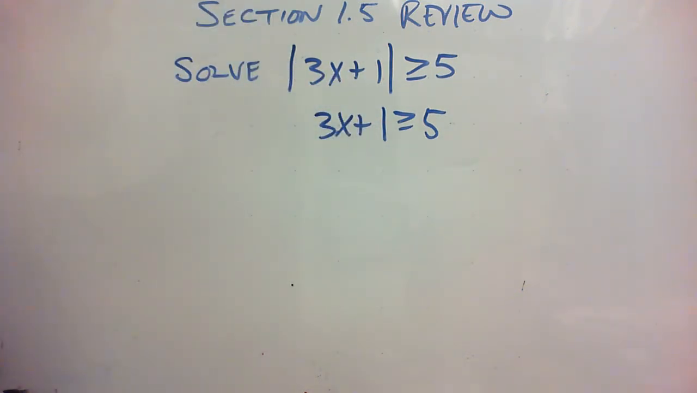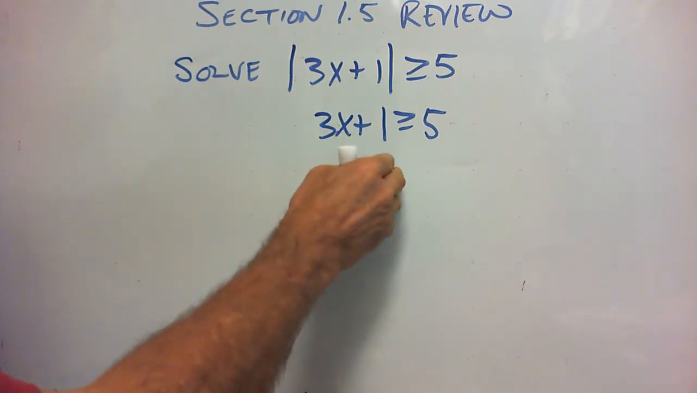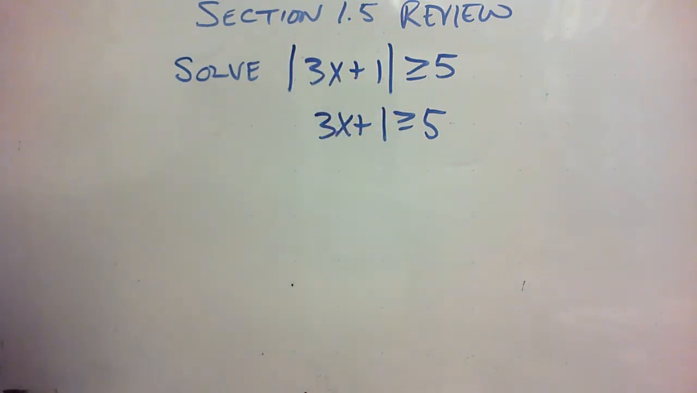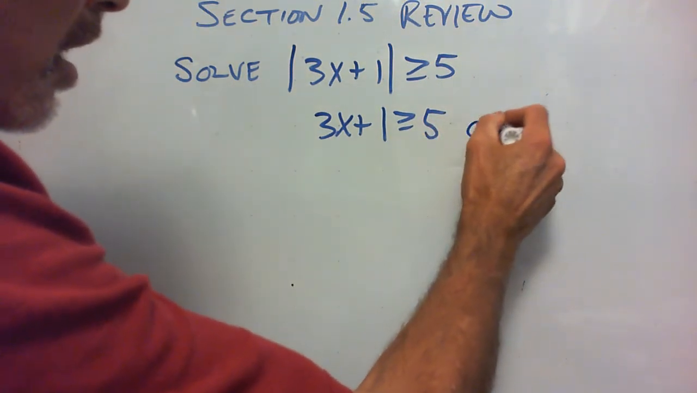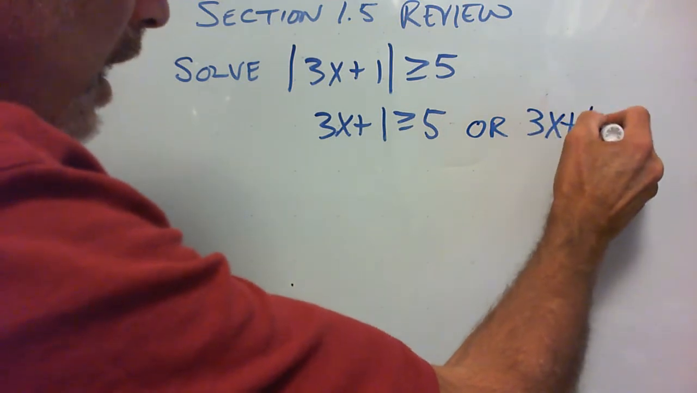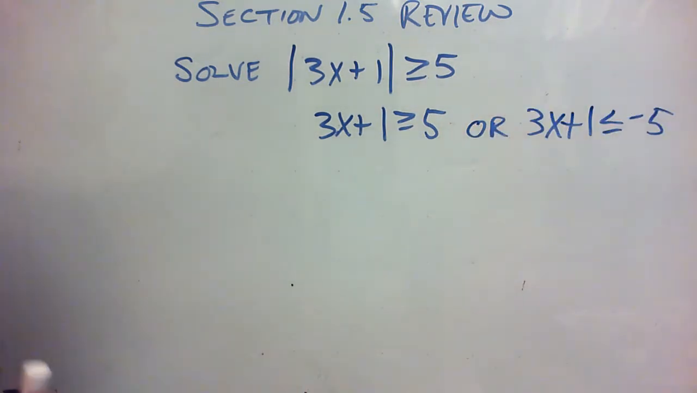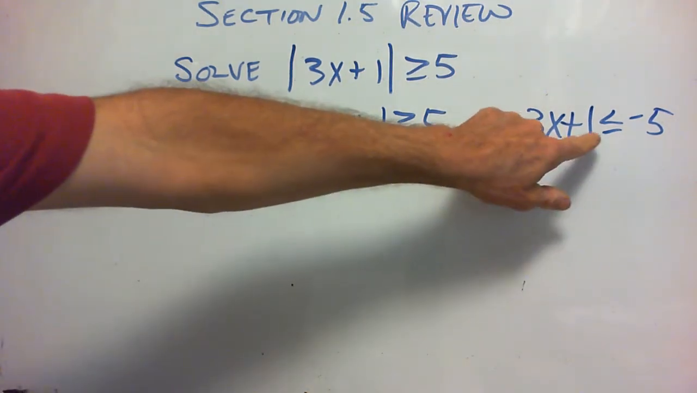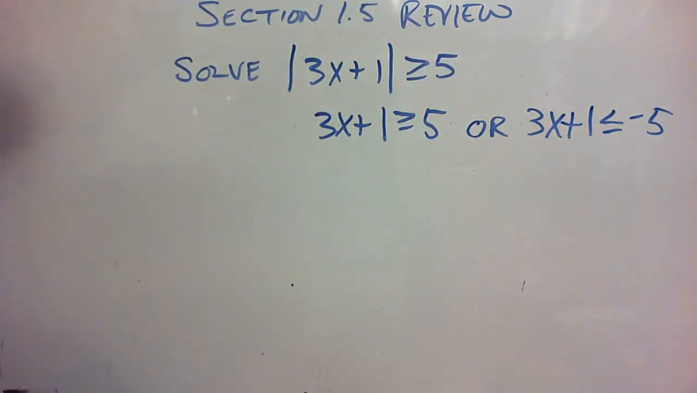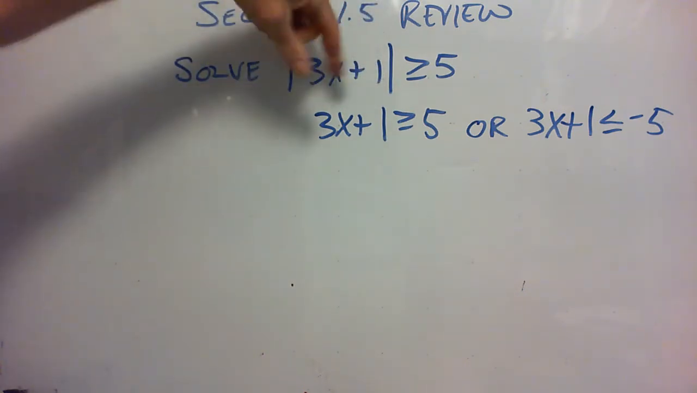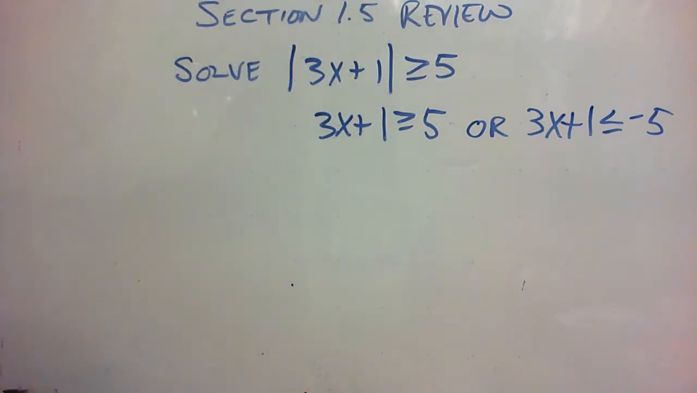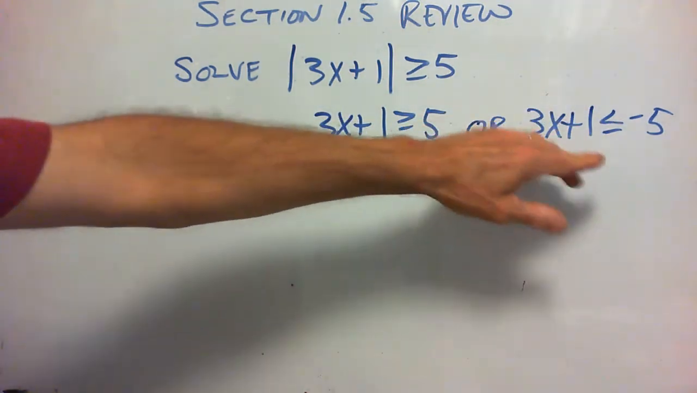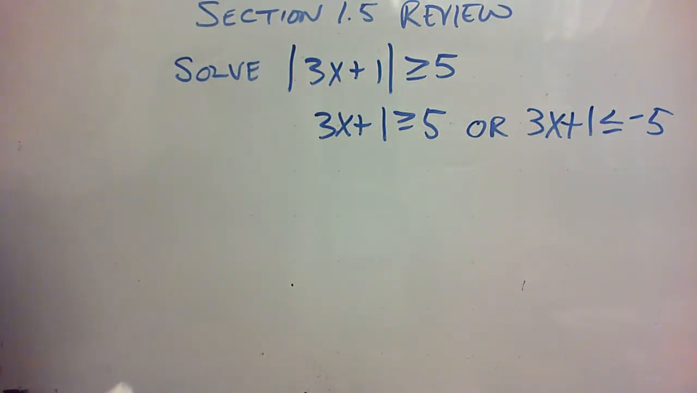But also, if 3x plus 1 is less than or equal to negative 5, we're also going to get another solution. So 3x plus 1 less than or equal to negative 5. So if we found an x value that when we tripled it and added 1, it was negative 6, when we take the absolute value of that, it's positive 6, so it's bigger than 5, or equal to 5. So it's a different procedure for this type of inequality. So now we solve these two.